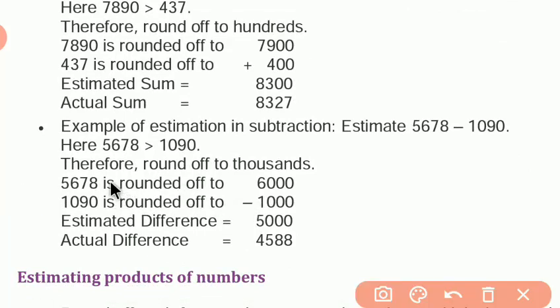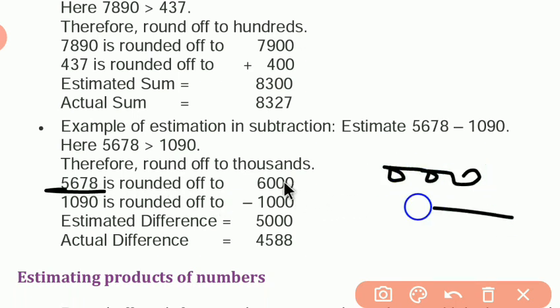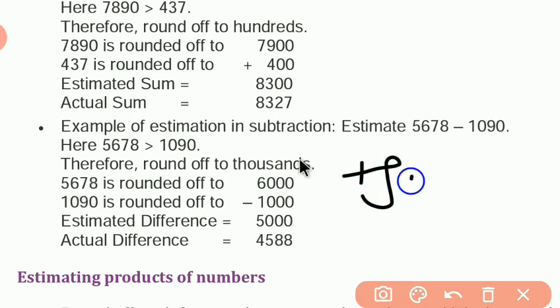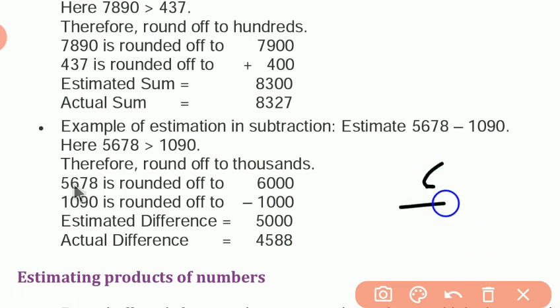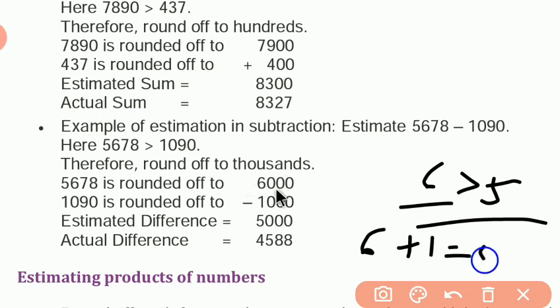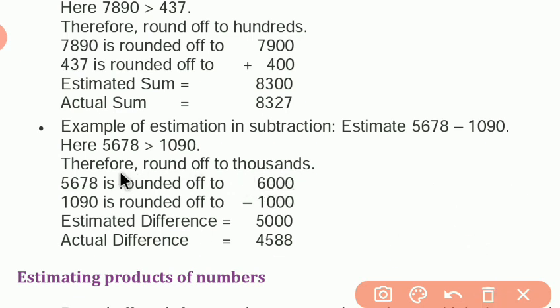So by the rule of 1000, if we have to round off 5678, we will replace the last three digits by 000. After this, we have to see its hundreds place. For 1000, we have to see the place before it, meaning the hundreds place. Here the hundreds place digit is 6, and 6 is greater than 5. It means we have to increase its thousand place by plus 1. So 5 plus 1, 6 and 000. It means 6000 is near to 5678. Now 1090.